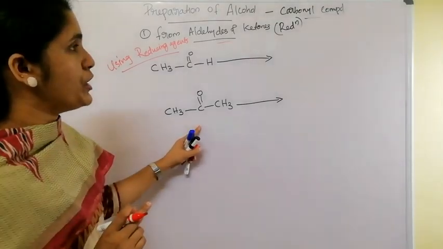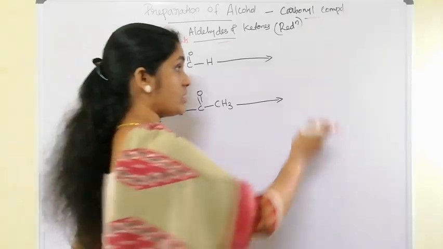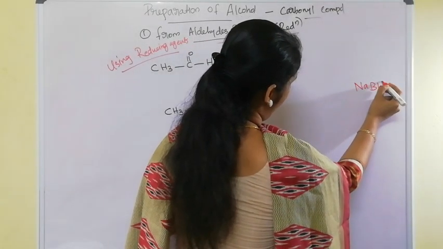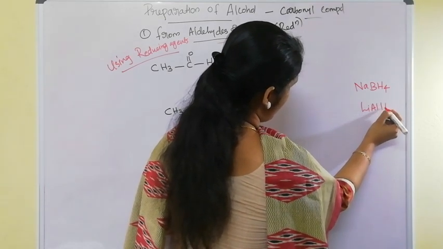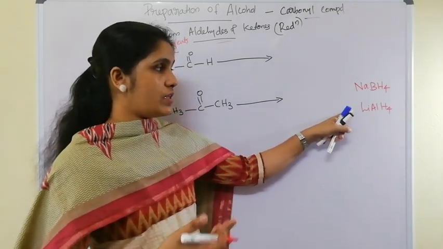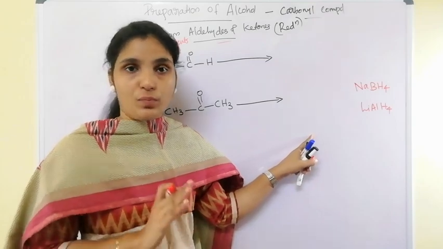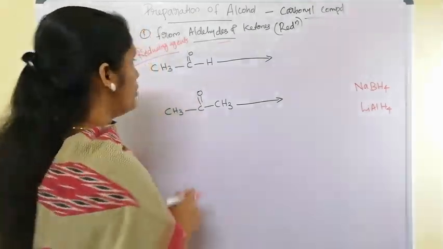So the main reducing agents we use, maybe you know this: one is sodium borohydride, NaBH4, and the other one is lithium aluminium hydride. So note down this. Sodium borohydride as well as lithium aluminium hydride are used as reducing agents. Both are strong reducing agents.